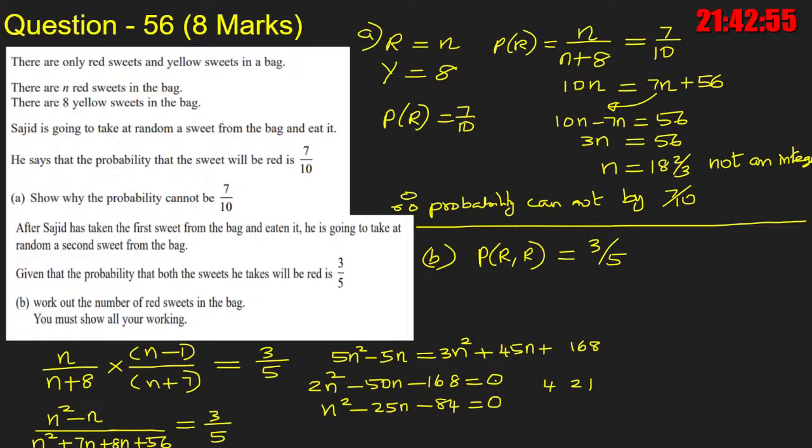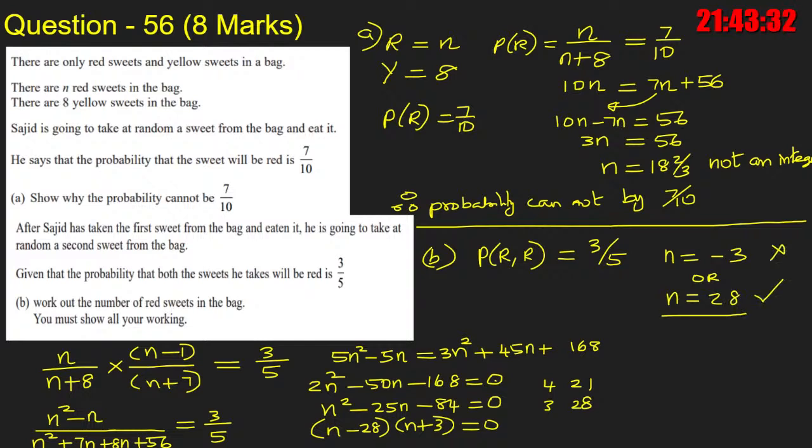So I'm just going to use the calculator. Polynomial degree 2, so 1, minus 25, minus 84, and 28 and 3. Correct. So 28 and 3 are the factors. I use the calculator to get the answer n minus 28 and n plus 3. So n is going to be minus 3 or n is going to be 28. So this can't be an answer. n equals 28 is the answer.